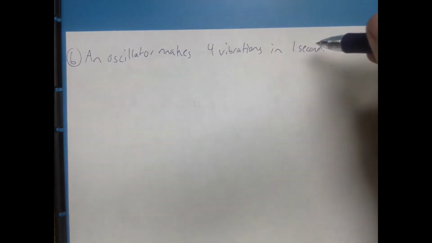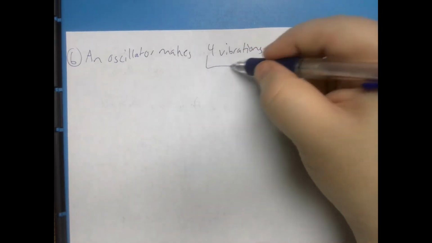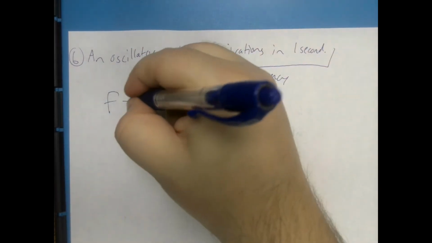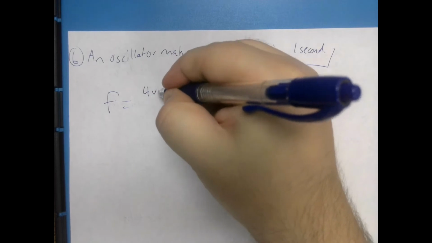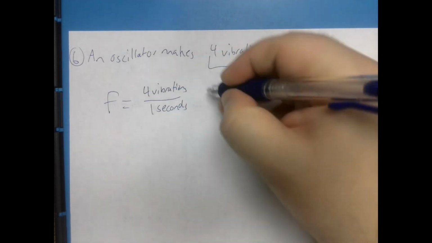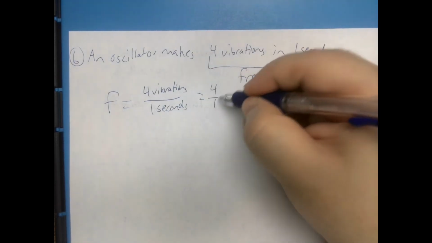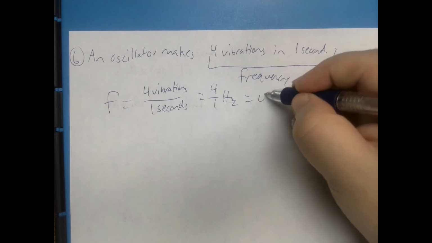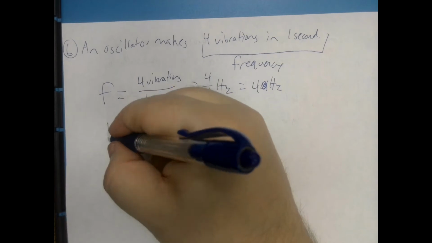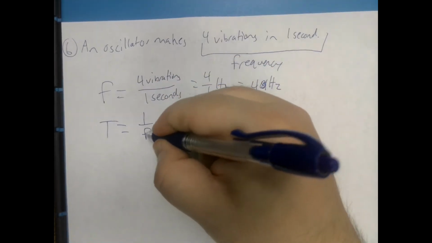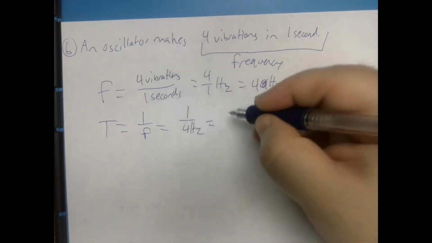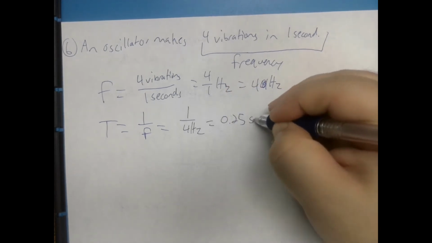So the number of vibrations or cycles in a second is frequency, so this is frequency. So frequency is 4 vibrations over 1 second, which is equal to 4 hertz. Period is equal to 1 over frequency. So I can plug in 1 divided by 4 hertz and get 0.25 seconds.